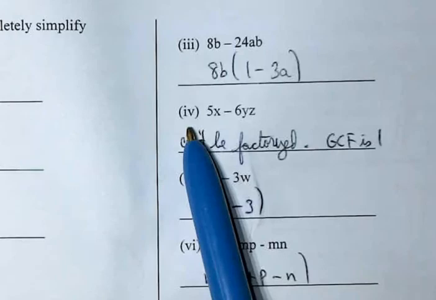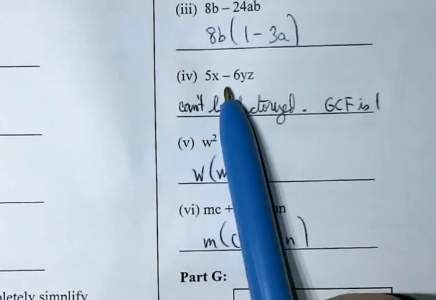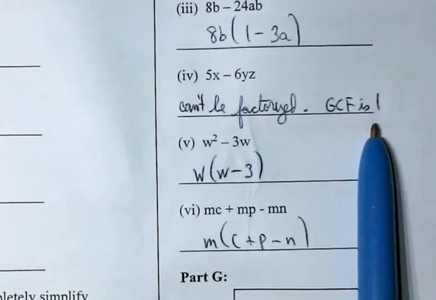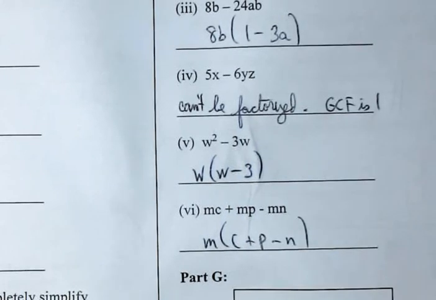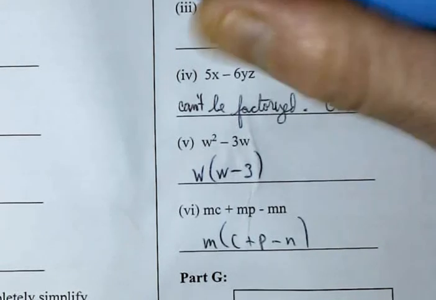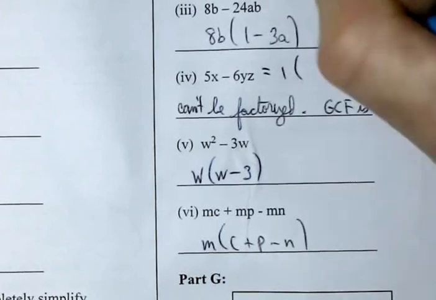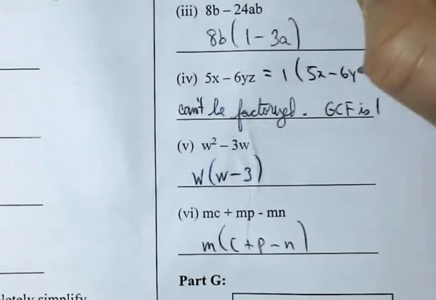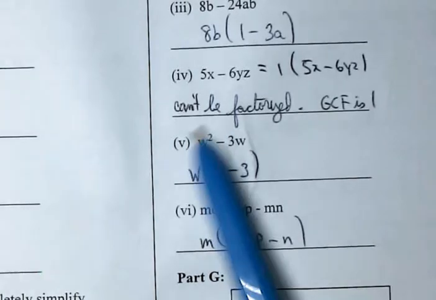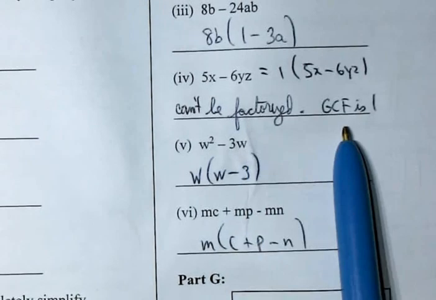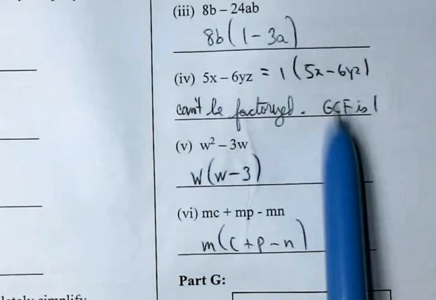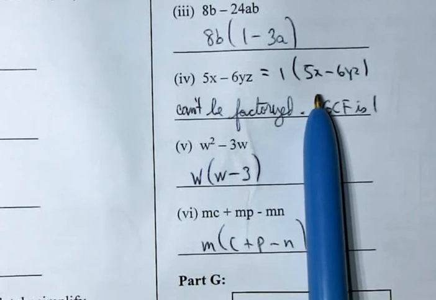Part 4, 5x minus 6yz can't be factorized. The greatest common factor is 1. I did the one that's... Oh, you did? You took out a 1? Yeah. All right, I'll take that. What is that? 1 times 5x minus 6yz. You could also say can't be factorized. The greatest common factor is 1. That's the answer we were looking for, but I guess if you did that, you answered the question also, Molly. Good thinking.